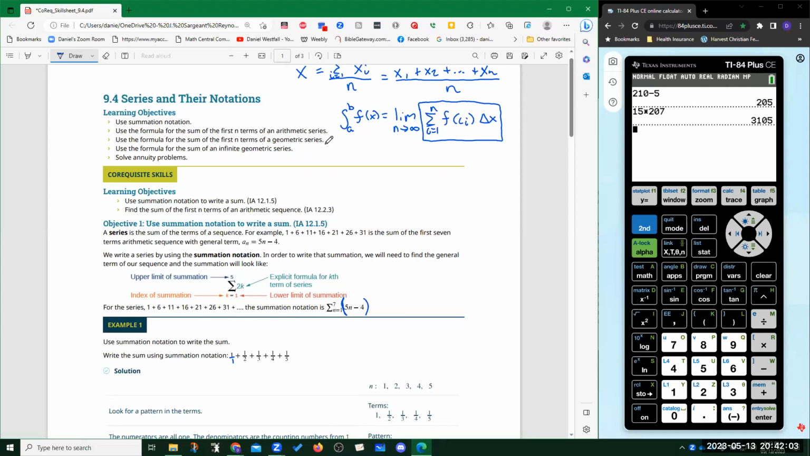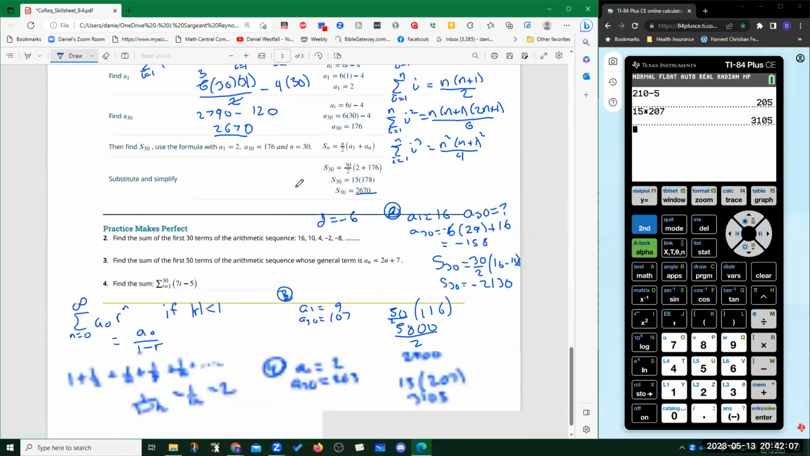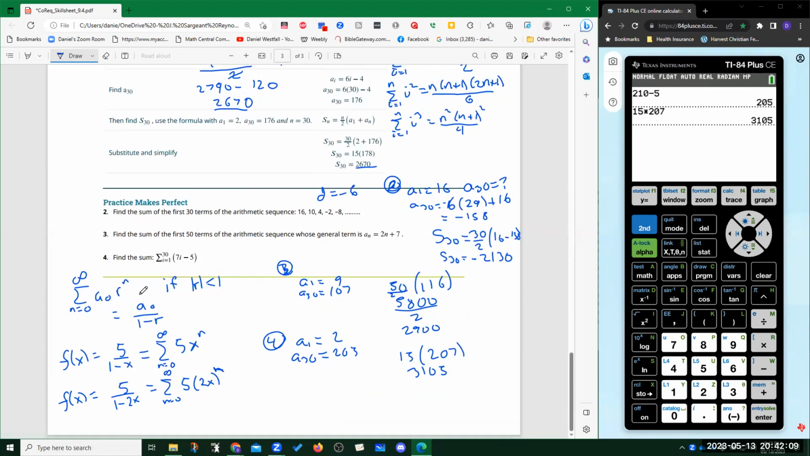And to find the sum of the first n terms of a geometric series, it's a little bit of a variation on this one, but it's pretty close to that.